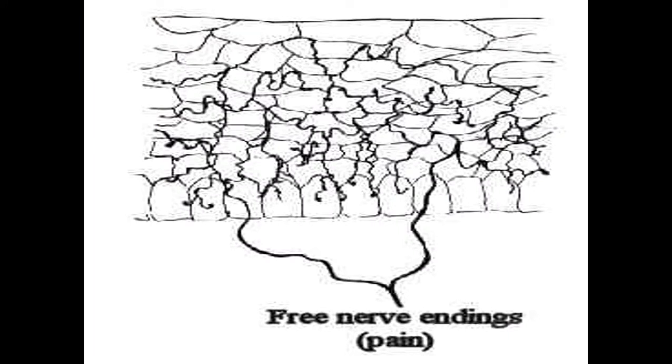Then we have the free nerve endings. These terminal endings are found throughout the body so that we can feel pain. Just like the description, free nerve ending is just like the ordinary ending of the nerve fibers spreading out through the different parts of the body, through the epithelium to the connective tissue, for the sense of pain.